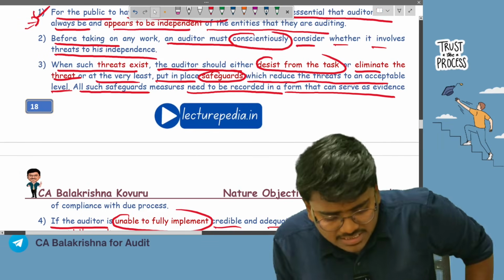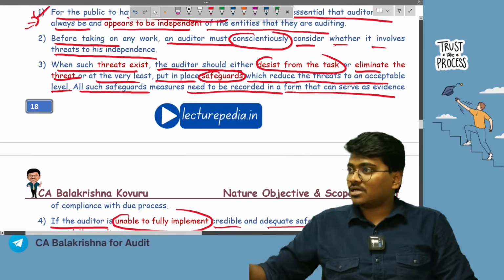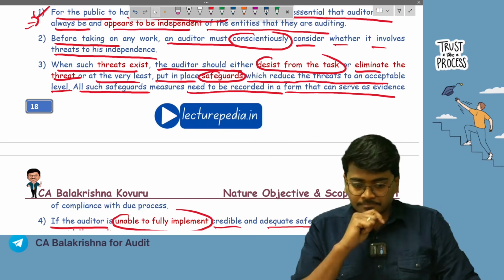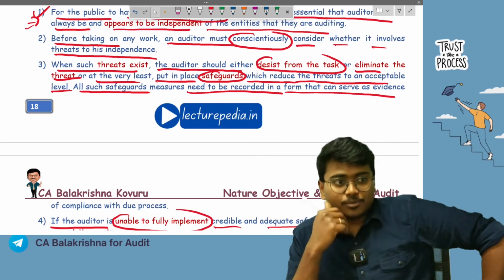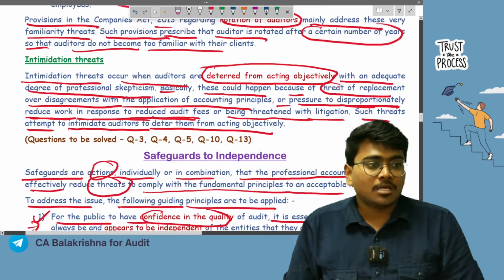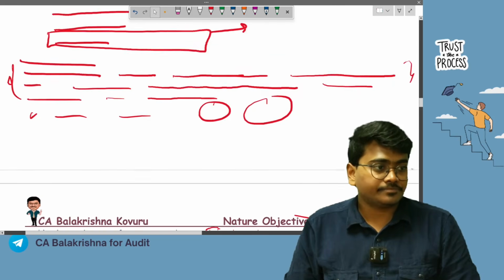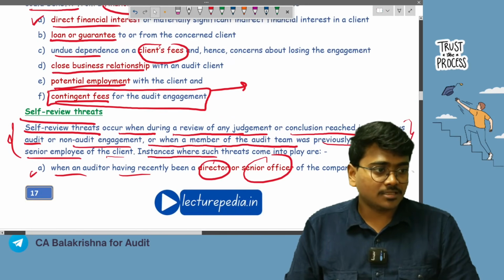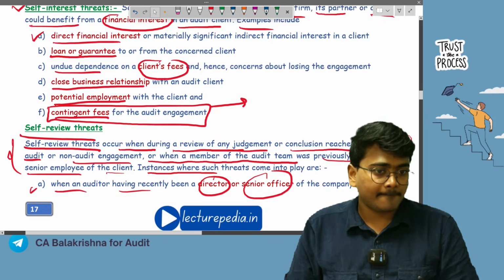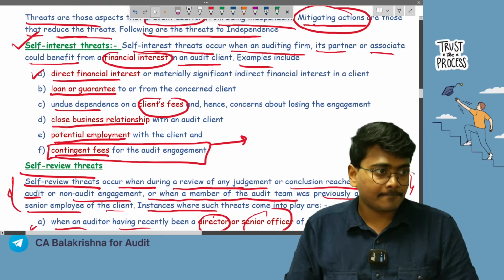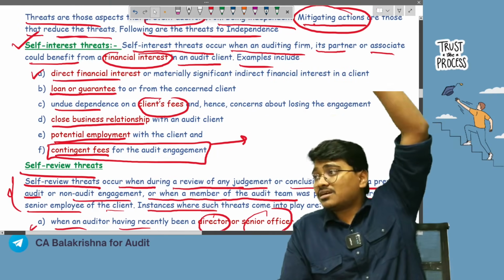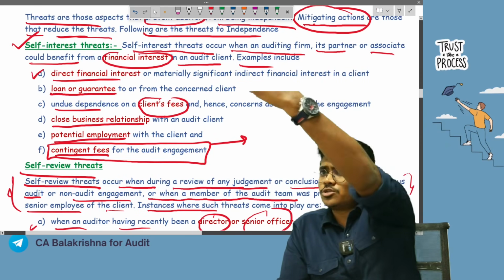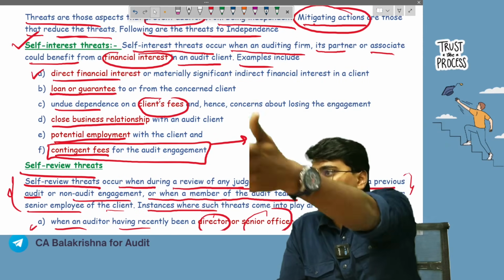So the example for the safeguard I have given is the shares transfer. And if you want another example of a safeguard based on threats, we have also seen the example as per the Companies Act, rotation of auditor. That also you can consider as a safeguard, right?